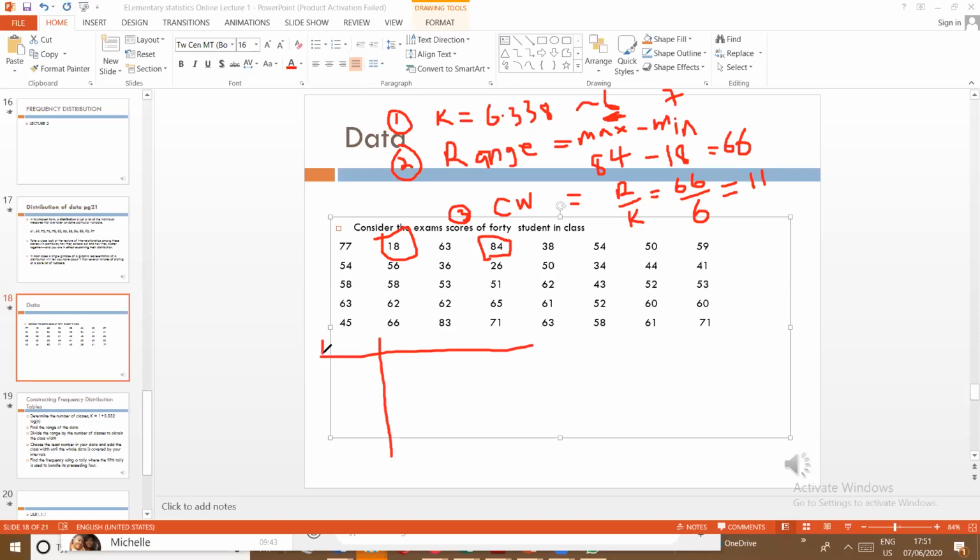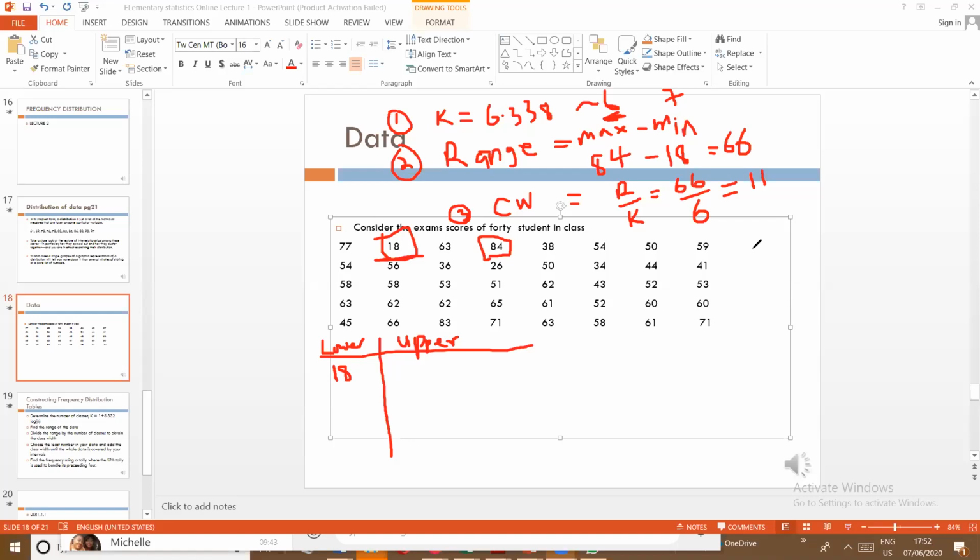Once we've obtained the class width to be 11, we have to calculate the lower class limits and the upper limits. With the lower limit, you first select the smallest value, in this case 18, or a value just below the smallest value. So we can use 18 as the first value, or we can use 17. Because we are creating an interval, if we use 18, it will be right on the boundary as the lower limit, whereas 17 would still include 18 as part of its interval. So we can use 18 or 17, depending on what you want.